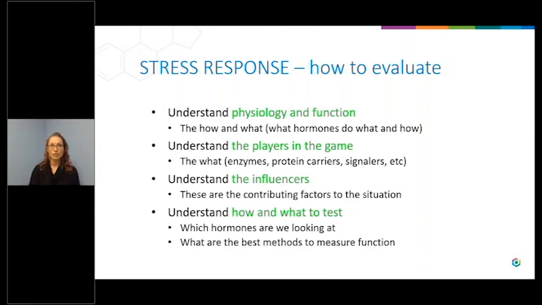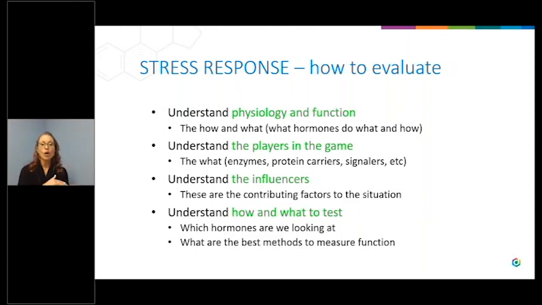Like, how does the stress response influence brain function to signal your adrenal glands? What are the other hormones that are involved in that stress response? What are the other things that are going to influence how well that cortisol gets signaled through the cells, through your liver, right? Understanding the influencers of your stress response. So these are the contributing factors to the situation, right? Like, how did you get here?